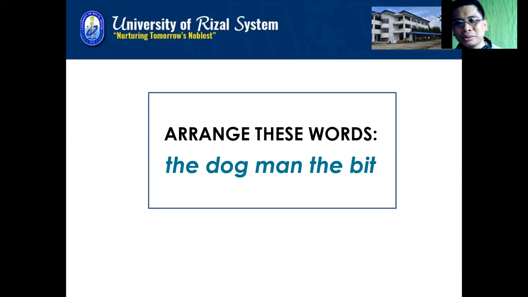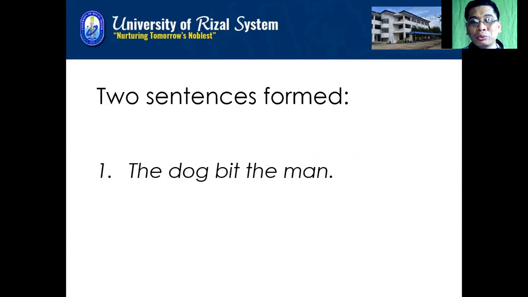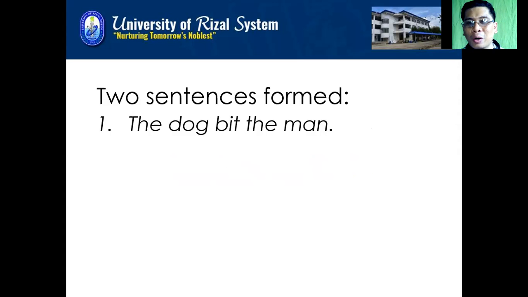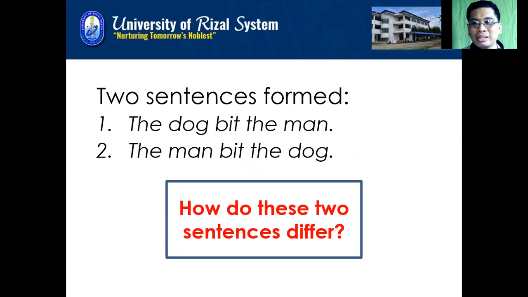Okay, so although last meeting you have already rearranged these words, let's use them again. The dog man the beat. Based on what your classmates shared last meeting, we can form two different sentences here: the dog beat the man, and the man beat the dog. So these are the two sentences which can be formed.